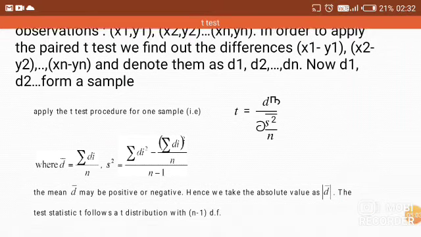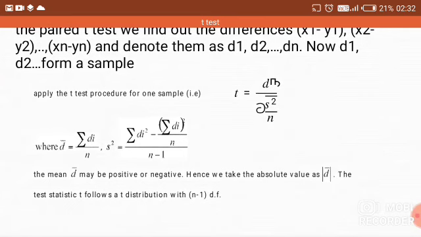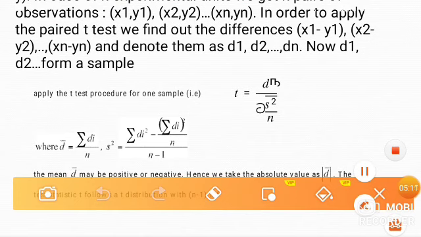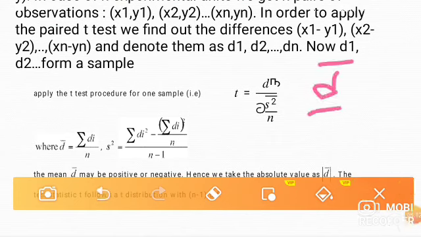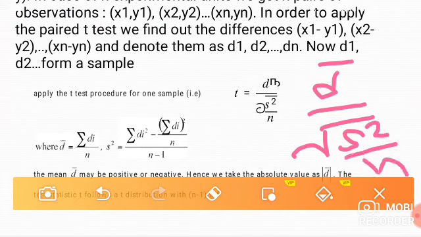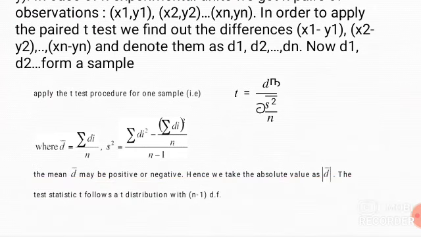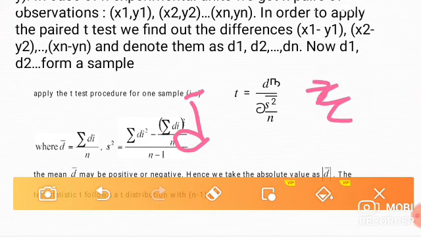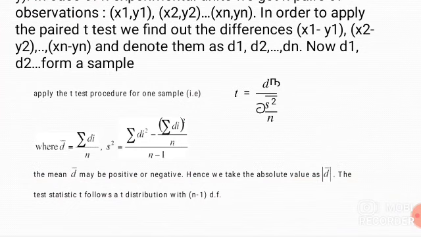Now apply the t-test procedure for one sample, that is, t equal to d bar divided by the square root of s square divided by n. Where d bar equal to summation of di upon n.